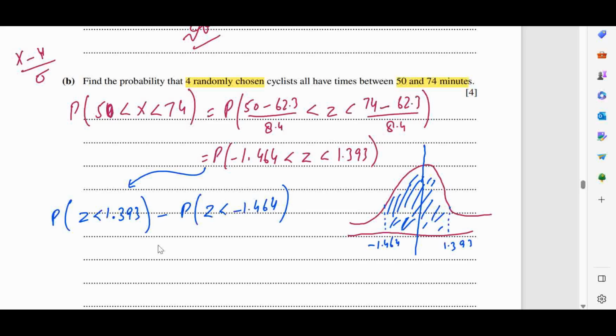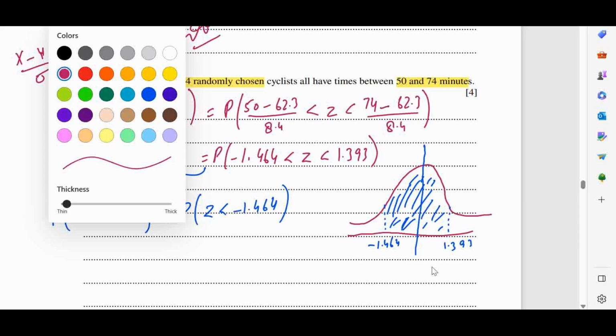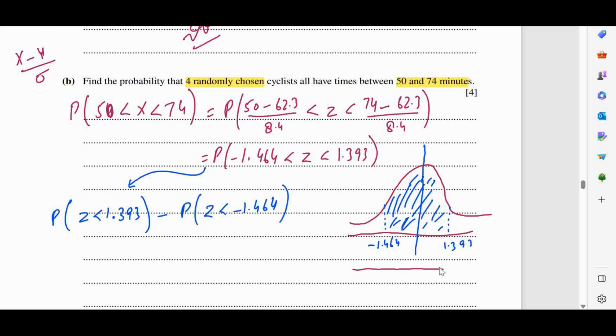Why are we writing it like this? Because we know that the table will give the value of z less than a given number. So if we find it for 1.393 using the table, it will give us the value from this point to this point, and for 1.464 it will tell us the value up to 1.464. So if we subtract the 1.464 value from the other value, it will give us the region between these two. That is why we are writing it like this.